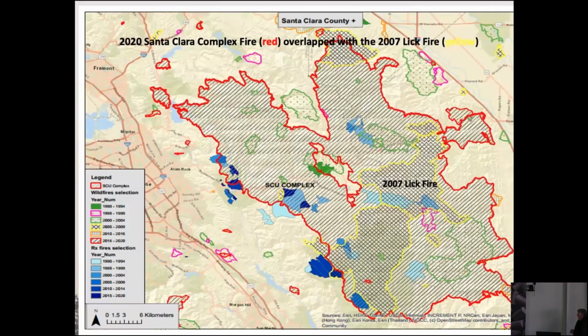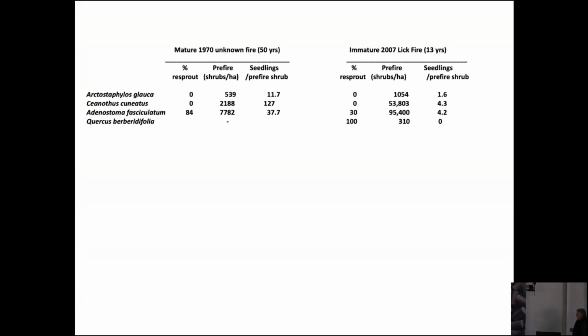Another example, this is from Santa Clara County. The Santa Clara Complex Fire from 2020 is the red perimeter. It overlapped with the 2007 Lick Fire, and so we were able to look at the recruitment in the mature versus immature. And once again, we see the same pattern. Pretty significant recruitment in the older stands, about an order of magnitude less recruitment in the immature stand. And we see the same thing with Ceanothus. In other words, here we have a 13-year span, and there's reason to be concerned about the level of recruitment in this obligate seeder.